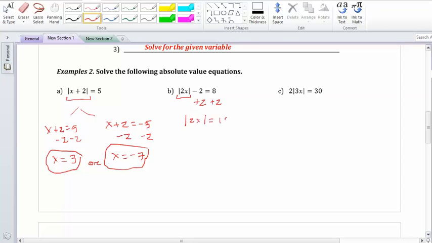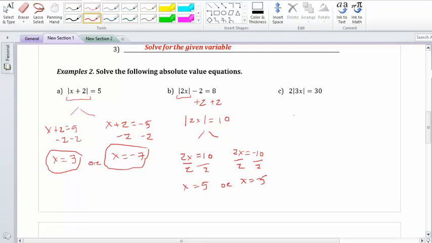Okay, once we do that, then we get what we're looking for. We want this absolute value to be by itself. Let's split it up. 2x equals positive 10. 2x equals negative 10. Once again, we have to consider what if this were positive, what if it were negative. Once we do that, divide. x equals 5. Divide. x equals -5, and we're done. So it's going to be x equals 5 or x equals -5.